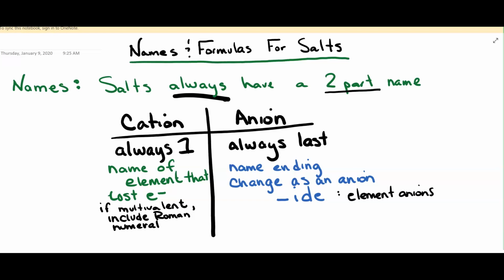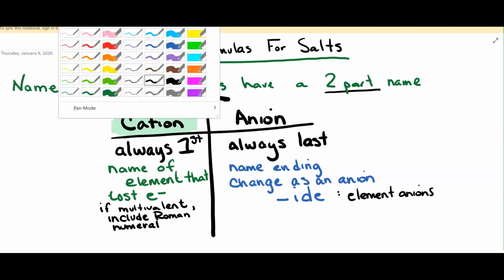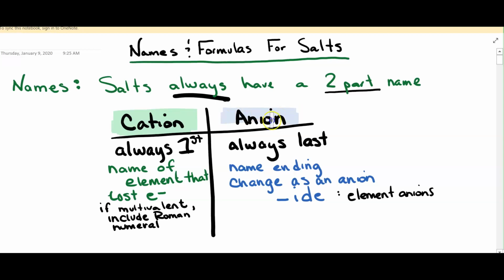When we represent the formula for salts and the name for salts, there's a couple of things we want to focus on. Let's first start with the name. Salts always have a compound name, a two-part name. The first part is always named as the cation. The cation always comes first. The second part of the name is the anion. The anion's name always comes second.